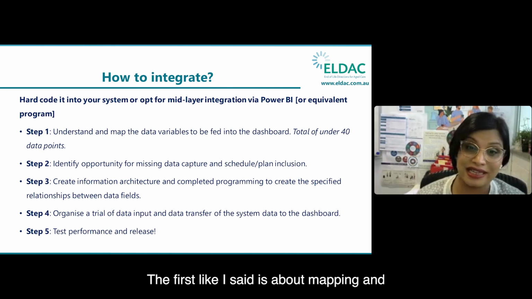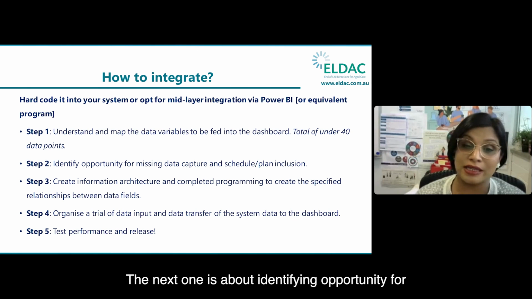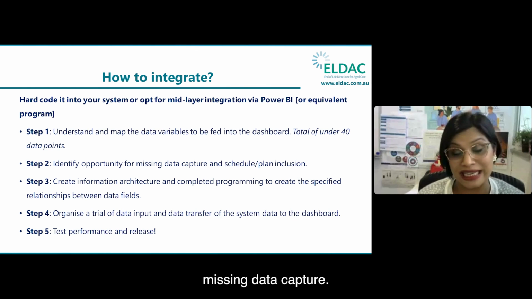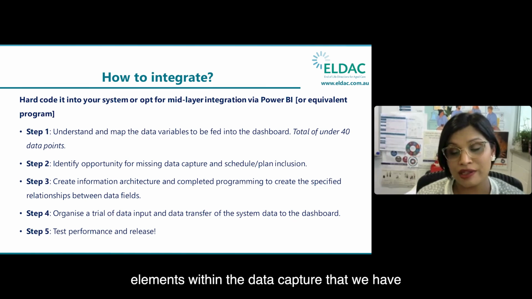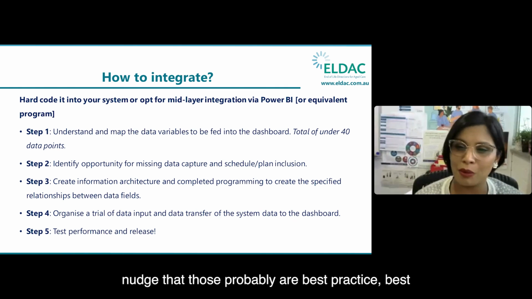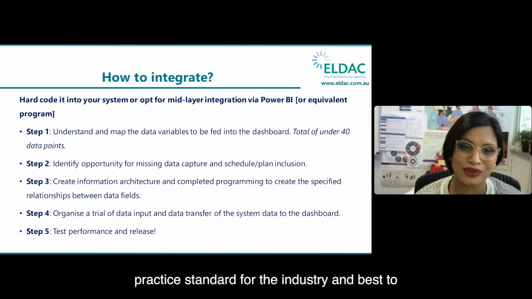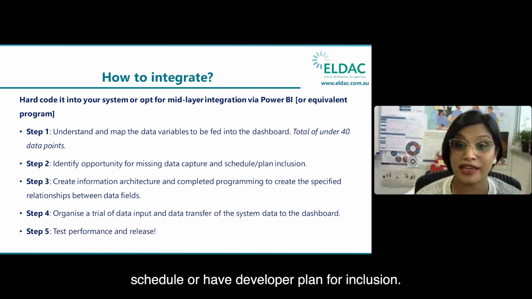The first, like I said, is about mapping and understanding the data variables. The next one is about identifying opportunity for missing data capture. That's another big item, because if there are elements within the data capture that we have recommended from evidence and policy, that's a little nudge that those are probably best practice and industry standard, and best to have those embedded in. If you can't do it immediately, you can schedule or develop a plan for inclusion.